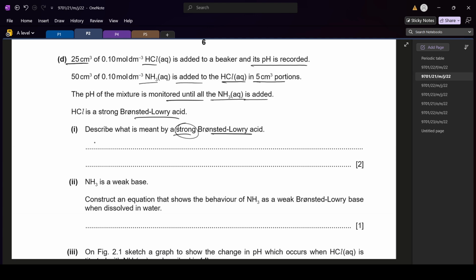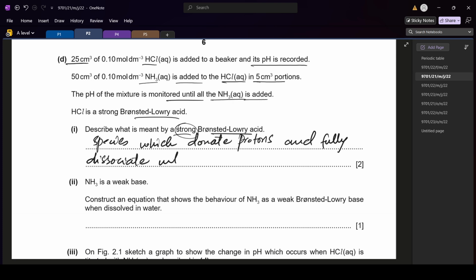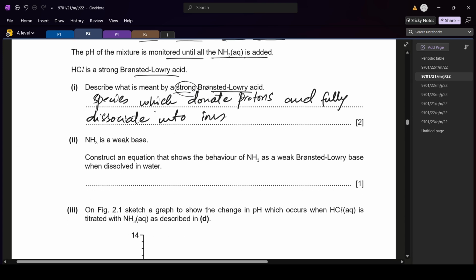So what will you write? Species which donate protons or H plus ions and fully dissociate into ions in the aqueous solution. Okay. Ammonia is a weak base.